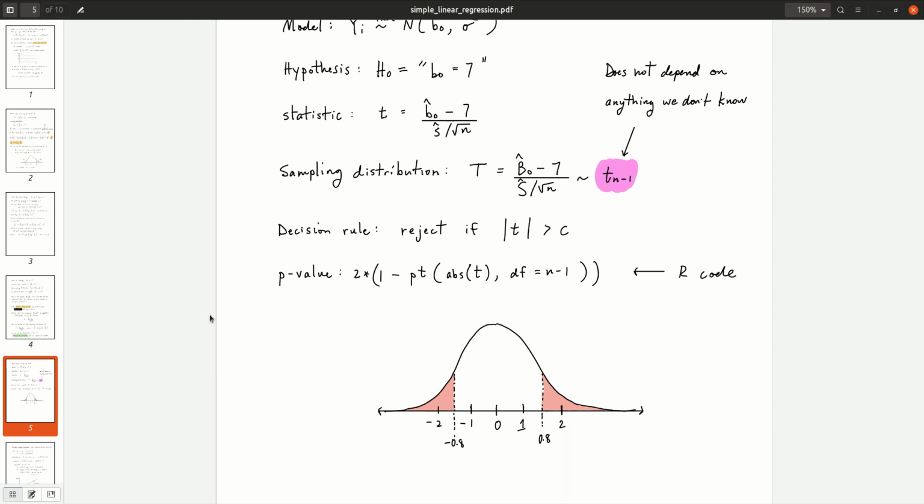All right, and that's how it all fits together. And no nonsense here, this is actually how you would do it in practice under this normal assumption for the observations.